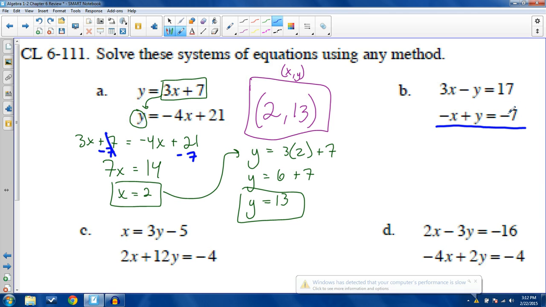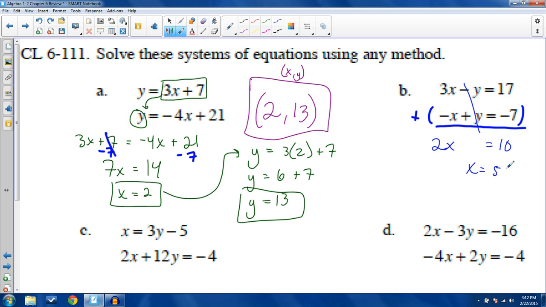So if I subtract 7 on this side, or here, let's call it adding, if I add both sides down here and combine like terms, I get 3x minus x is 2x. Negative y plus y is 0, equals 17 minus 7 is 10. The benefit of doing this is that I was able to eliminate one of my variables when I added down. 2 times x is 10, divide both sides by 2, you get x equals 5.